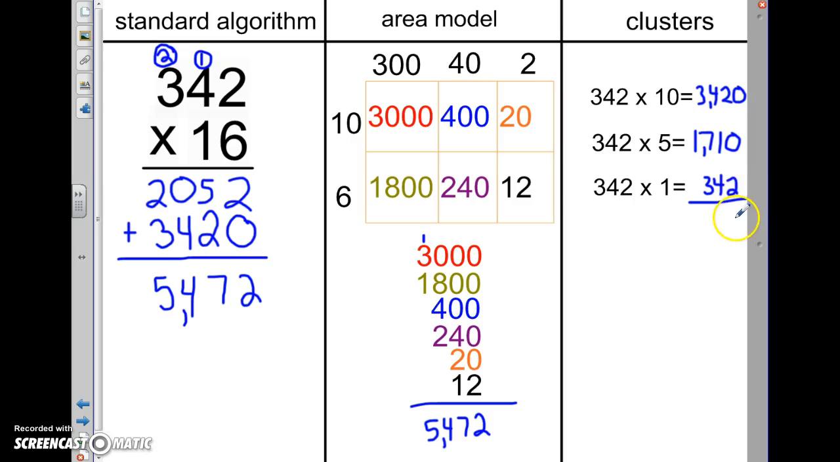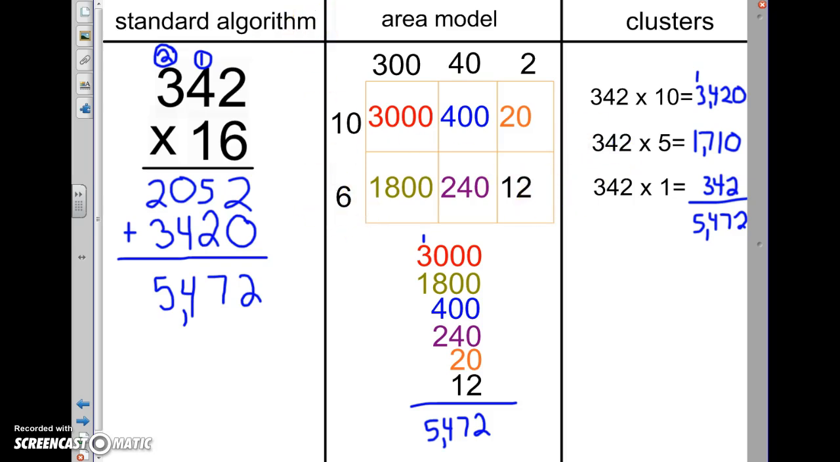So 0, 0, 2. 2 plus 1 is 3, plus 4 is 7. 4 plus 7 is 11, plus 3 is 14. Carry the 1, and 1 plus 3 plus 1 is 5. So again, we get the same product using all 3 of these different strategies. Remember, it doesn't matter which strategy you use, as long as we get to the same conclusion. As long as we get the same answer, we're good.